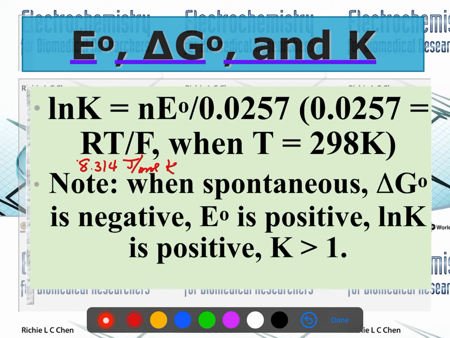If you want to make that substitution, you can. I don't like using that substitution, and here's why. It kind of convolutes your understanding of the process. And what happens if they give you a reaction that's not at 298 K?